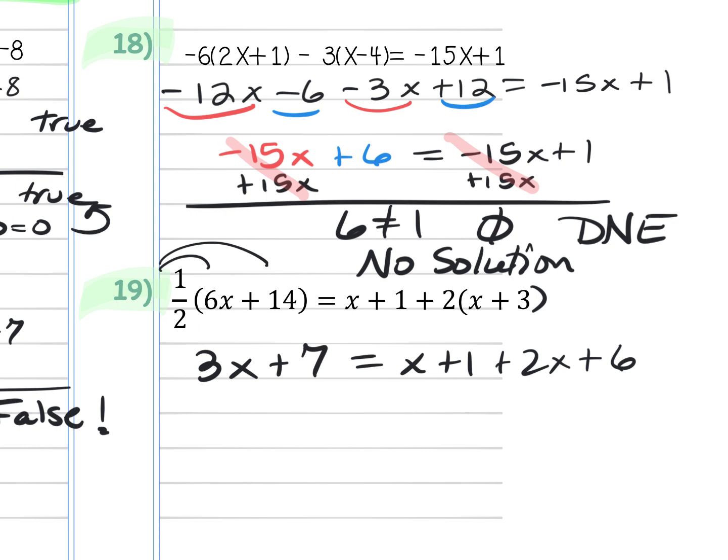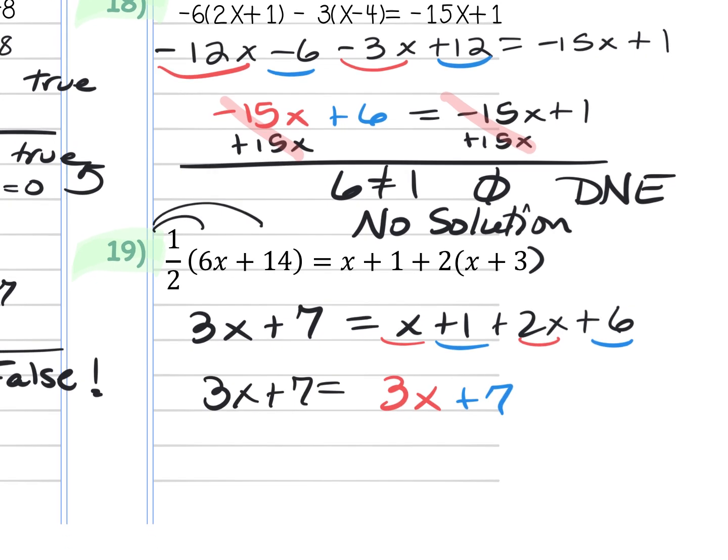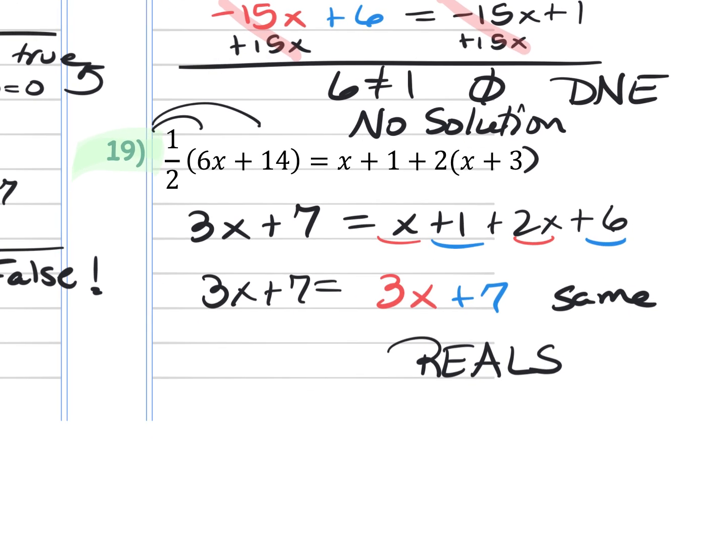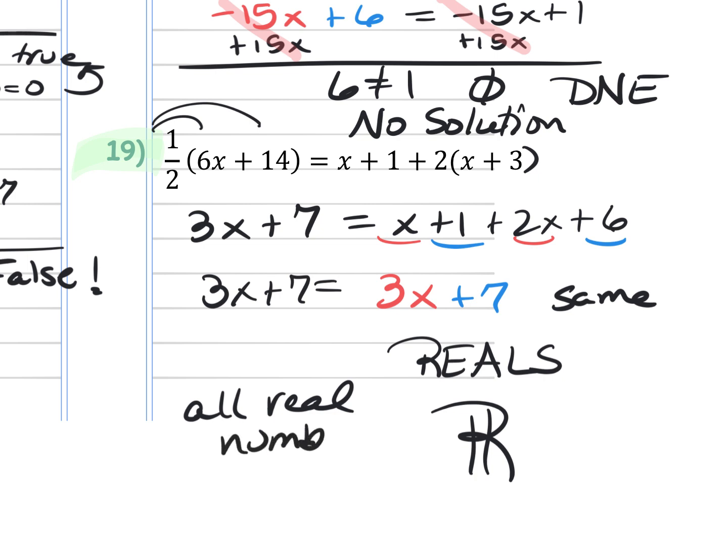Combine your like terms. x and 2x is 3x. And then the 1 plus 6 is 7. And now if you notice, both the left and the right side, these are exactly the same. So when this happens, your answer is all real numbers. So in WebAssign, you're going to type in reals. Again, the symbol for all real numbers, you could do a capital R with a line through it. You could write out the words all real numbers. But remember, for WebAssign, you type in reals.